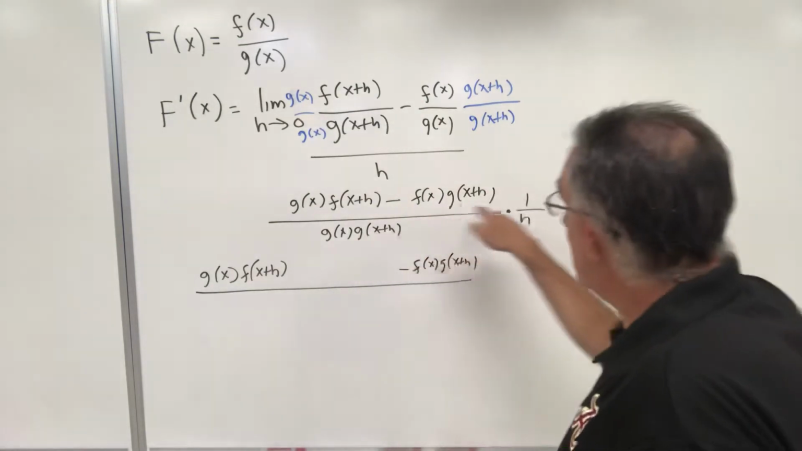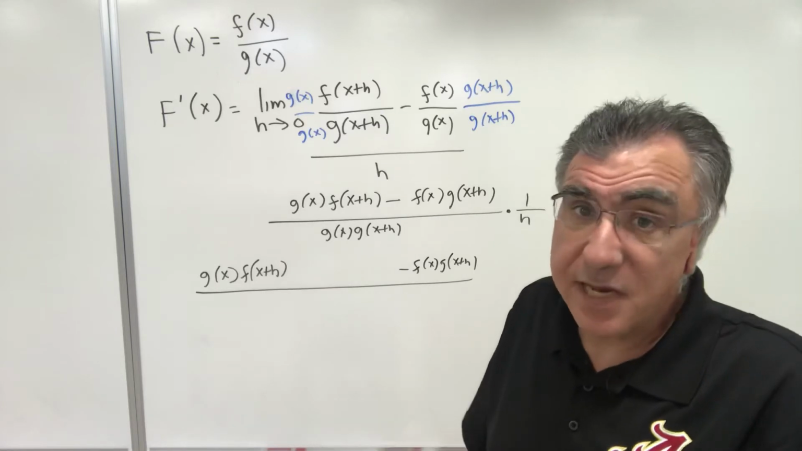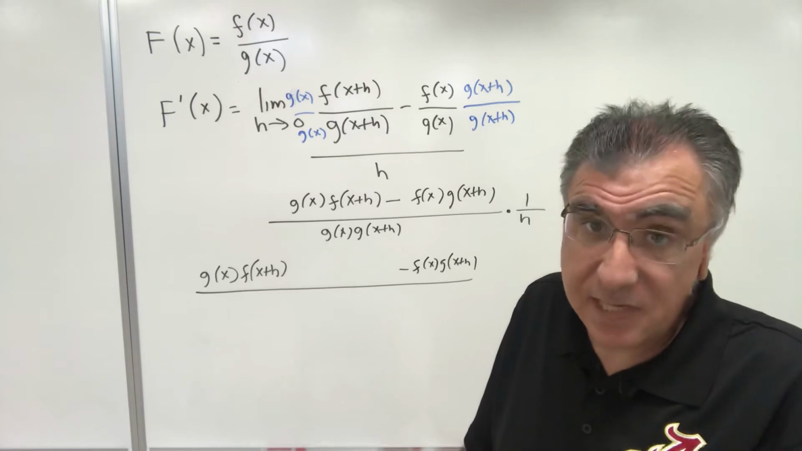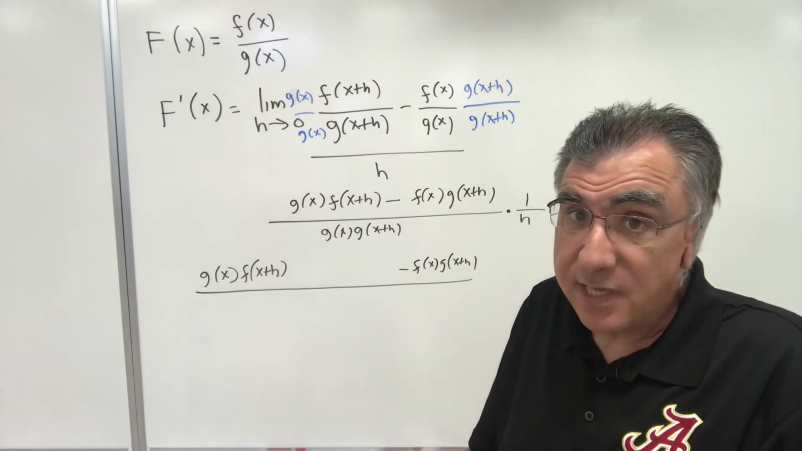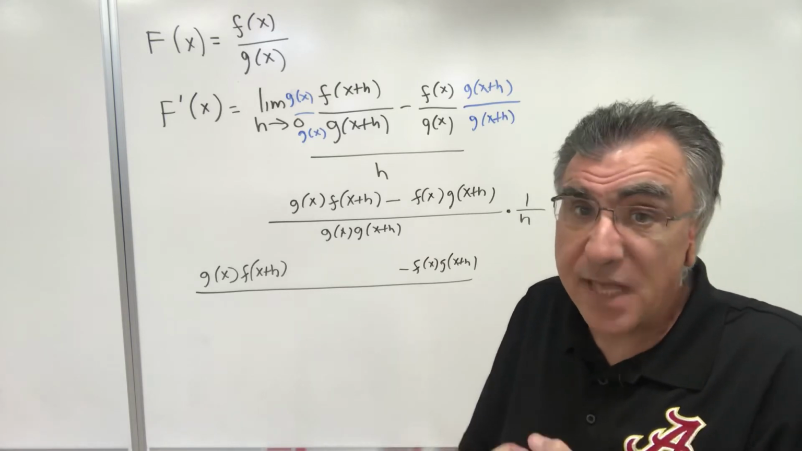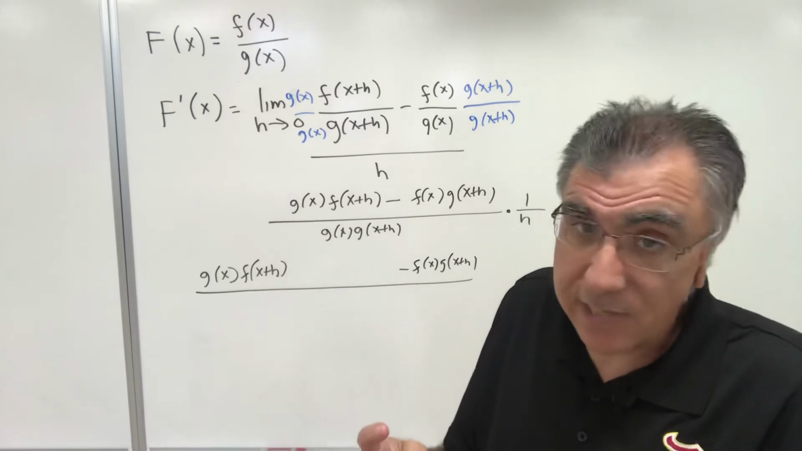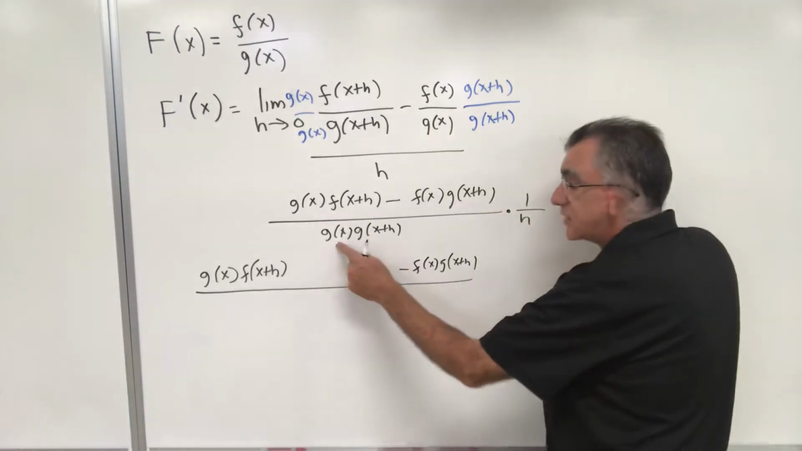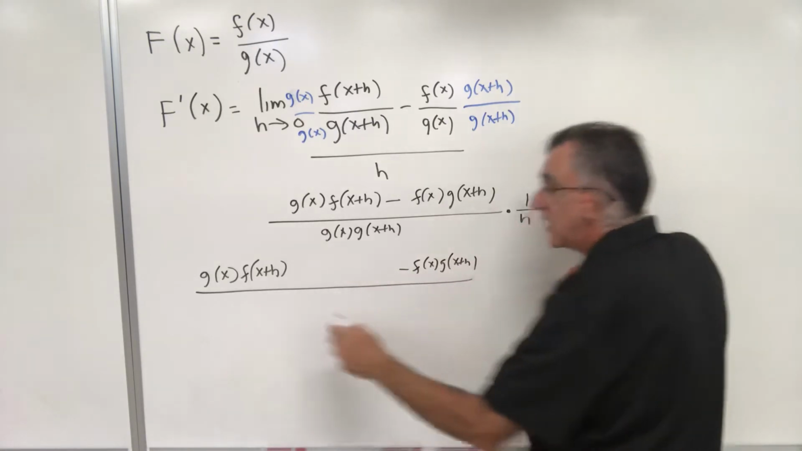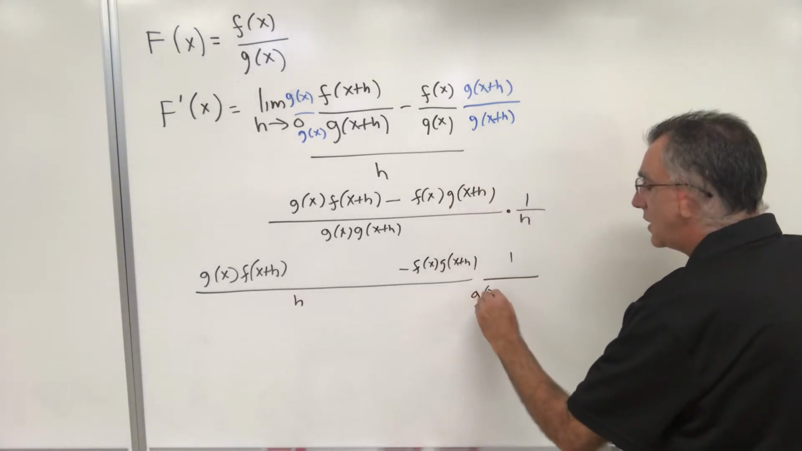If I divide by this and I divide by that, it doesn't matter, right? Suppose I take 100 and I divide it by 2 to get 50, and then I divide it by 5 to get 10. I could have divided by 5 first to get 20, and then divided by 2. It doesn't matter what order I do it in, because I'm really just dividing by 10 either way. So if I'm going to divide by g of x times g of x plus h, and I'm going to divide by the h, I can actually divide by the h first. Now you might go, Mr., why are you doing that? Just because.